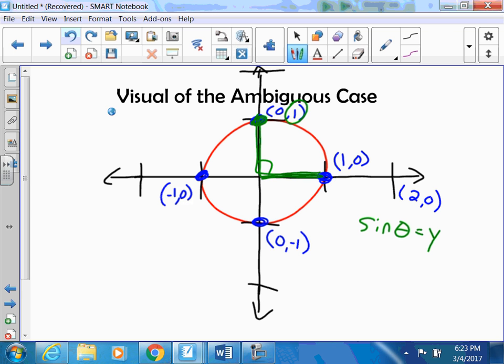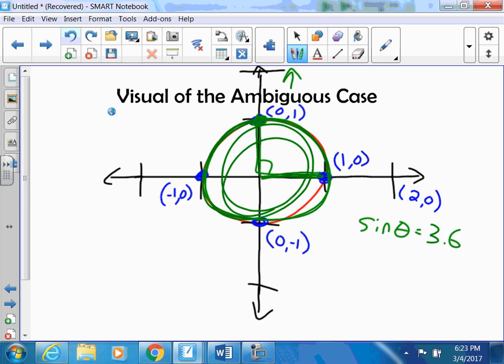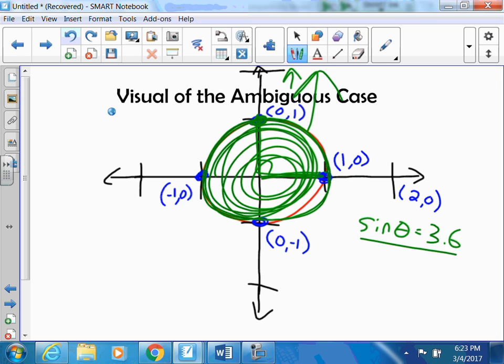Okay, so now, if you remember the last problem, we said we have the sine of the angle equals 3.6. So at what angle are we going to get to 3.6 on the y-axis? 3.6 is up here. So as we go around the unit circle, we're never going to get to 3.6. We can just keep going and going. We are never going to get up to 3.6, and that's why this is impossible.